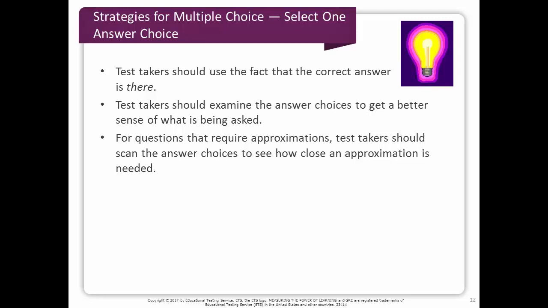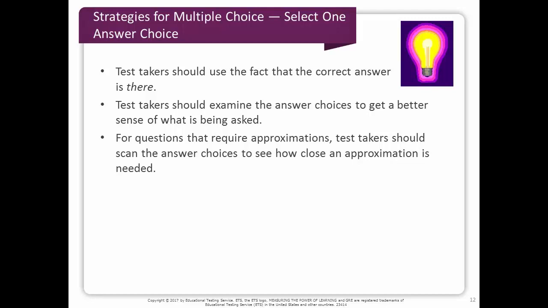In other questions, it may be helpful to work backward from the choices, say by substituting the choices in an equation or inequality to see which one works. However, be careful, as that method may take more time than using reasoning. For questions that require approximations, scan the answer choices to see how close an approximation is needed.